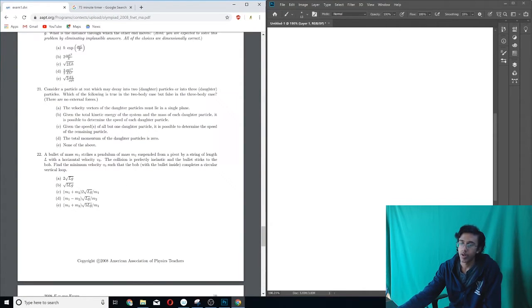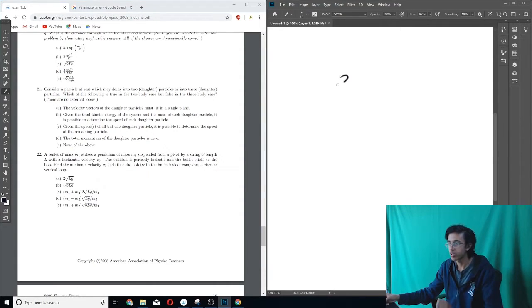Okay, a bullet of mass M strikes a pendulum of mass M2 suspended from a pivot by a string of length L with horizontal velocity V0. The collision is perfectly inelastic and the bullet sticks to the bob. Find the minimum velocity V0 such that the bob with the bullet inside completes a circular vertical loop.